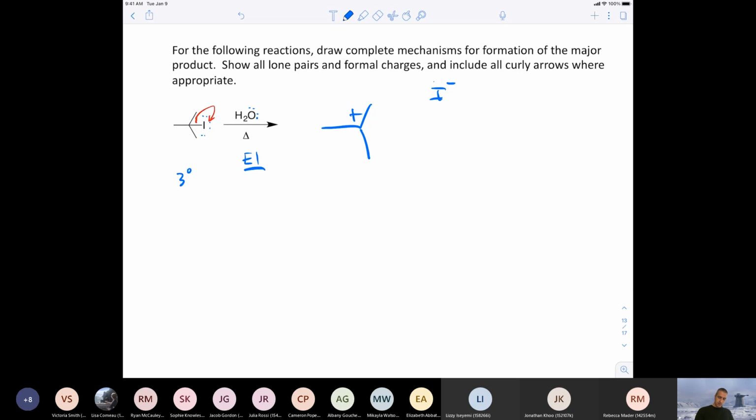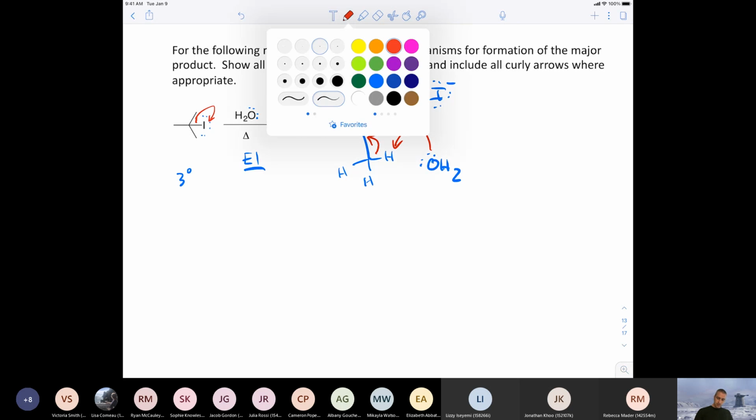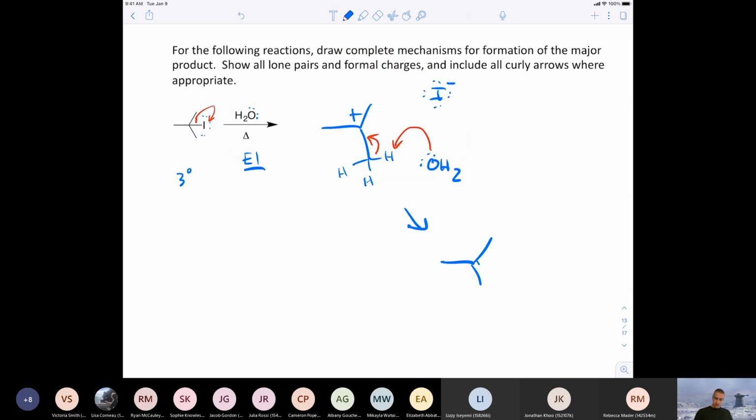Plus, and we have water. And we're doing E1, so we need to pick one of our beta carbons and draw in the hydrogens. Plus I minus. Iodine's a good leaving group. That's what E1 would look like for this molecule.